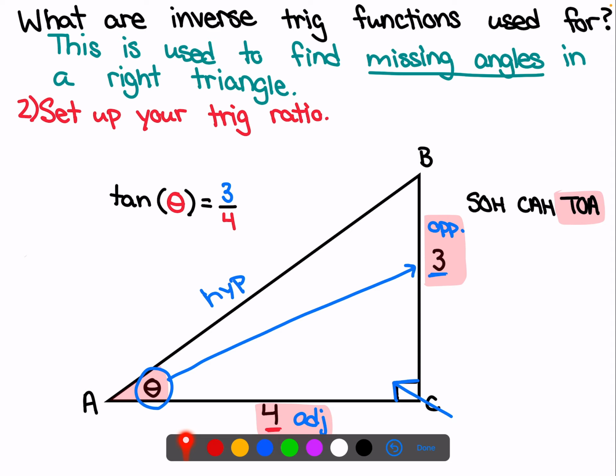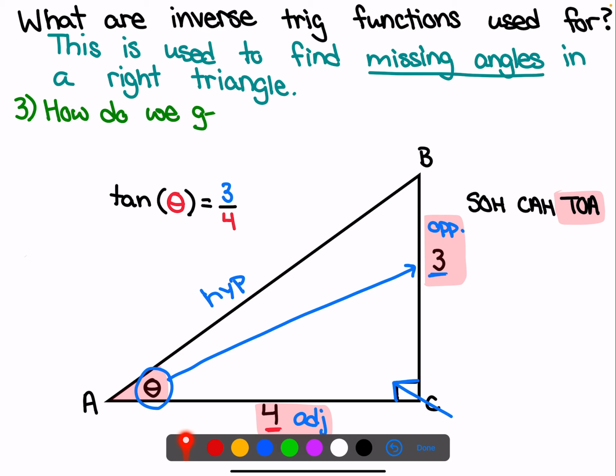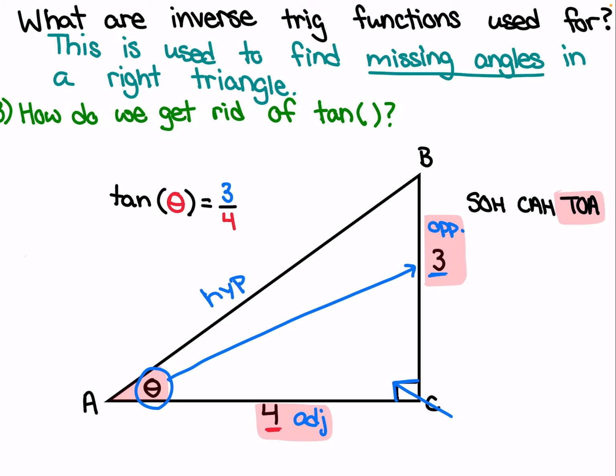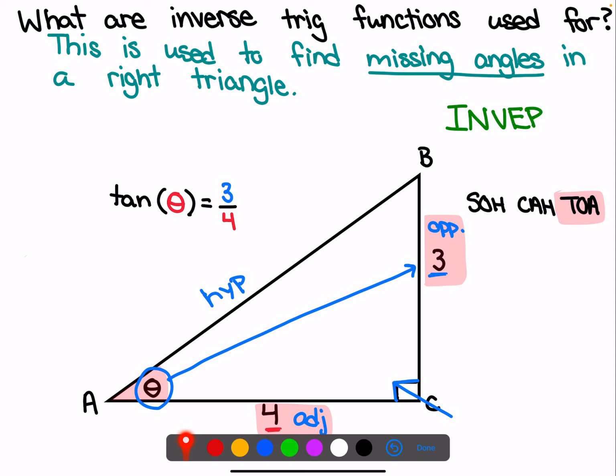Now that we have this, we need to get rid of the tangent around the theta. We want just theta by itself, so we need to get rid of this tangent here. So how do we get rid of tangent? Well, we talked about it earlier. We get rid of tangent by using inverses. That's the only way that we can get rid of tangent.